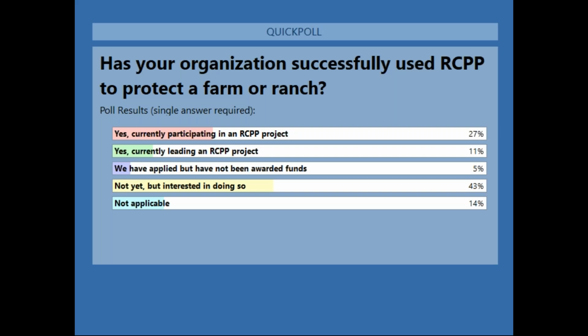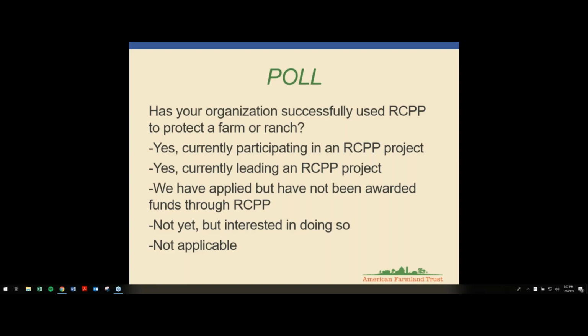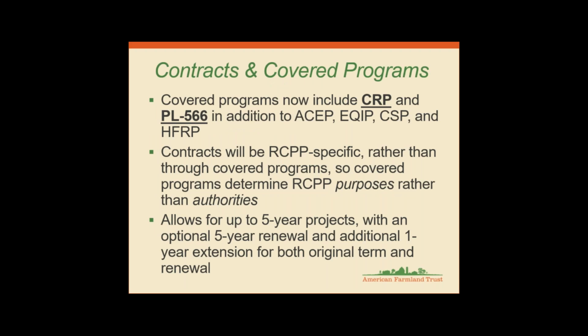So as Chris mentioned, I am going to be going through this a bit more quickly than I did with ASAP and hitting some of the highlights that might be interesting to folks who are looking to use RCPP as a way to protect farmland and ranch land. For those of you who are familiar with RCPP already, that was started in the past Farm Bill to take the place of several geographic initiatives, like initiatives that were focusing on the Great Lakes and Chesapeake Bay.